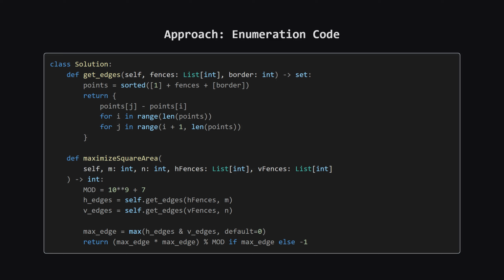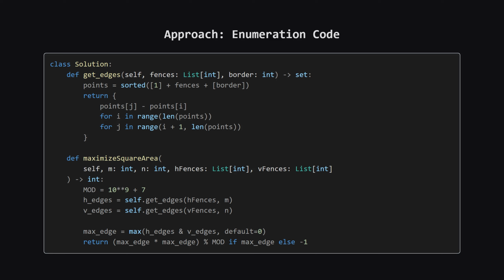First, we create a new list called points. We combine the starting border one, all the internal fences, and the end border. Then, and this is crucial, we sort them. Sorting ensures that when we calculate distances, we're moving strictly from left to right or top to bottom.